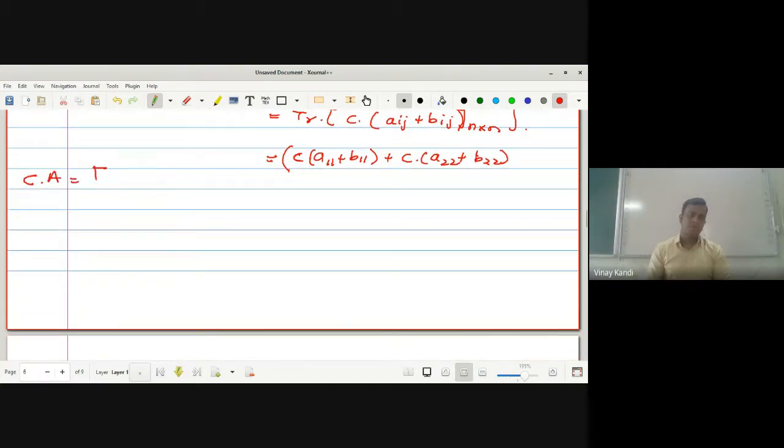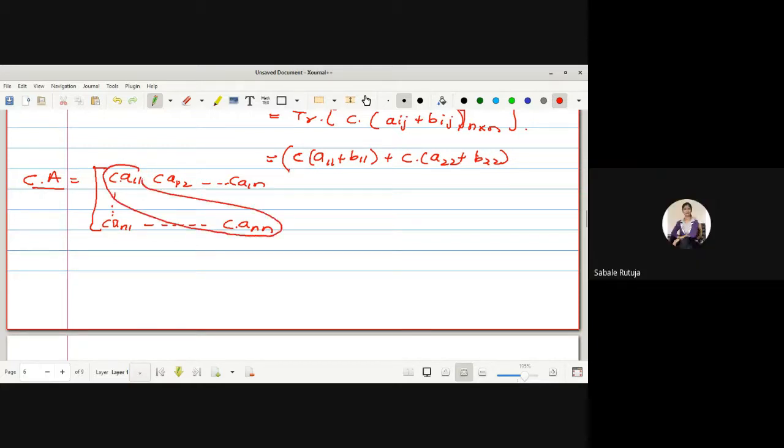What is C into A? C into A11, C into A12, up to C into A1n, up to C into An1, up to C into Ann. What is the trace of C into A? Is it correct? C into A11.